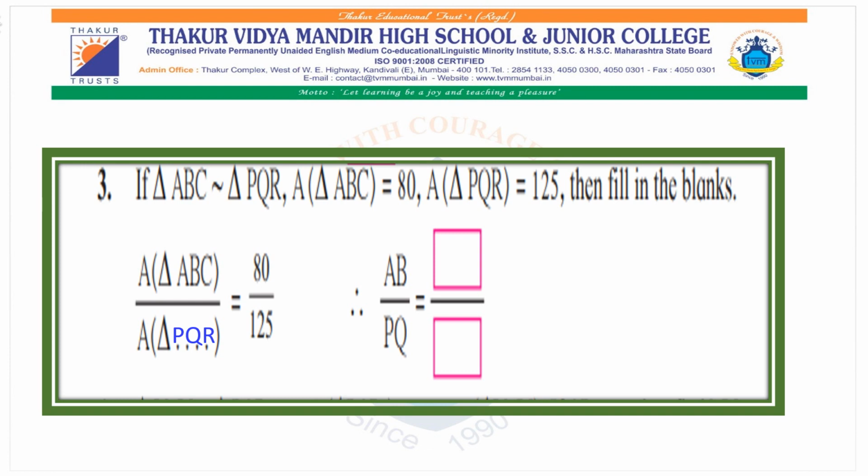Now 80 and 125 both are divisible by 5. We'll divide them. We'll get 16 upon 25. That means AB square upon PQ square is equals to 16 upon 25. So can you tell me what will be AB upon PQ then? Yes, you are right. It will be 4 upon 5. So in those boxes we'll have 4 upon 5.